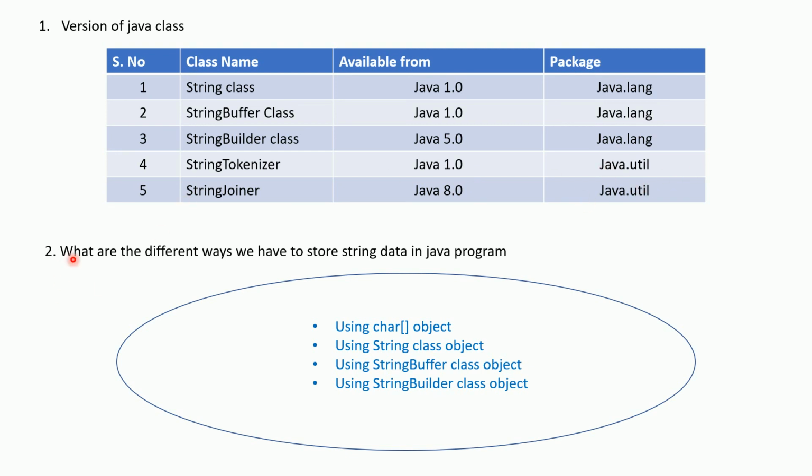If we talk about the second point, what are the different ways we have to store string data in a Java program? These are the ways we can store string data in a Java program. The first point says that using the character array object we can store the string data, and also using the String class, the StringBuffer class, and the StringBuilder class object. With the help of these four we can store the string data in a Java program.